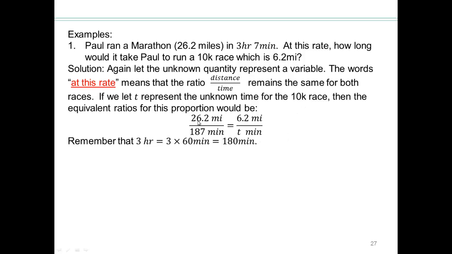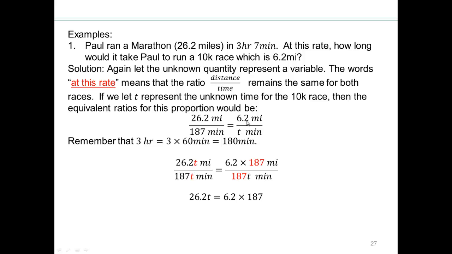When you're setting up proportions, it's very important to pay attention to units. If you put miles on the numerator and minutes on the denominator on one side, you have to do the same with the other units. This will allow you to set up correct proportions. Now, we want to solve for this t. So first, you can make common denominators. So you have fractions now that have the same denominators, which means that the numerators would have to be equal, which is basically the same as saying cross multiply.